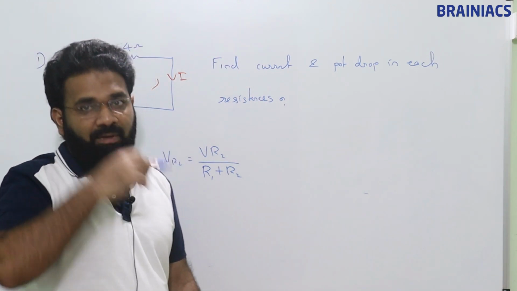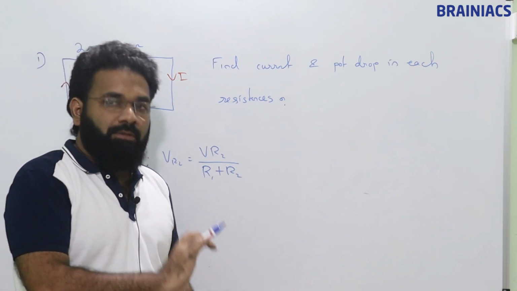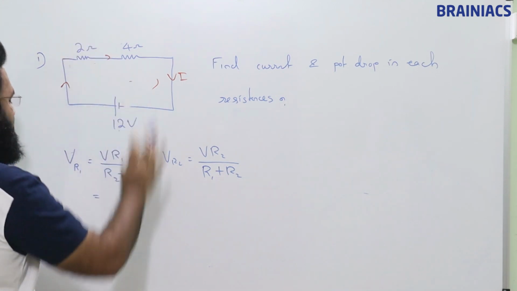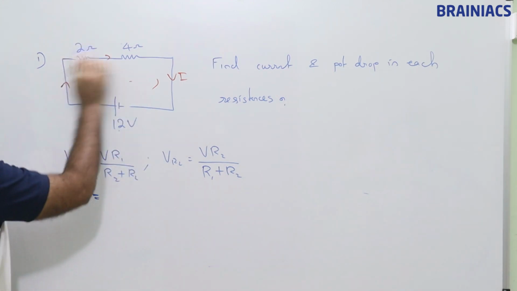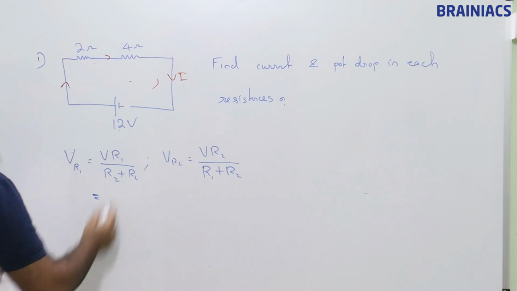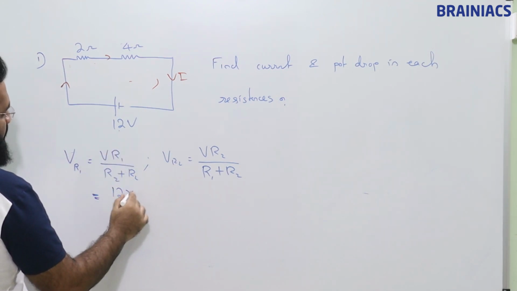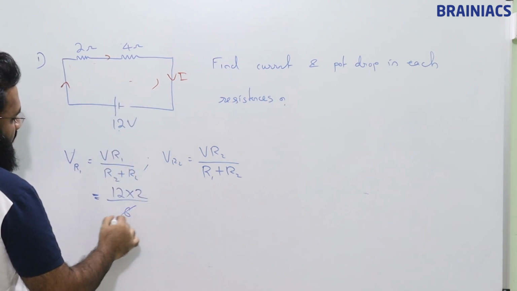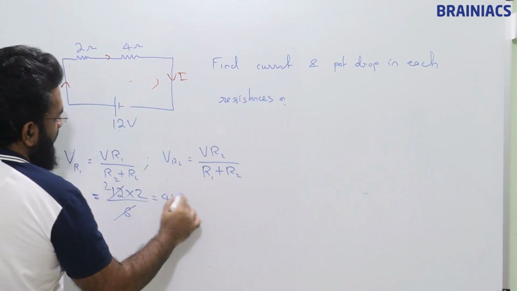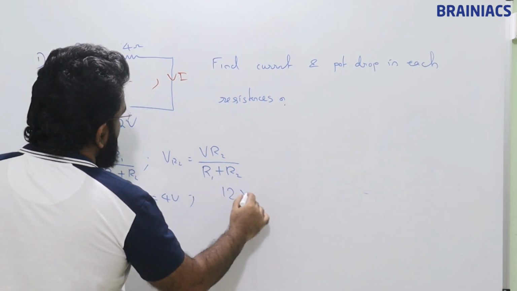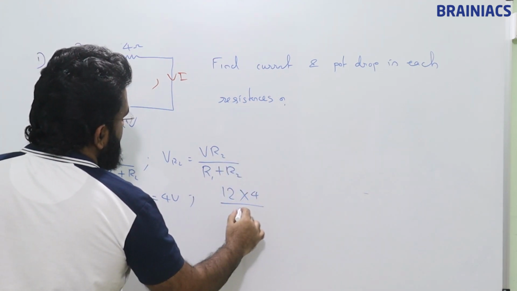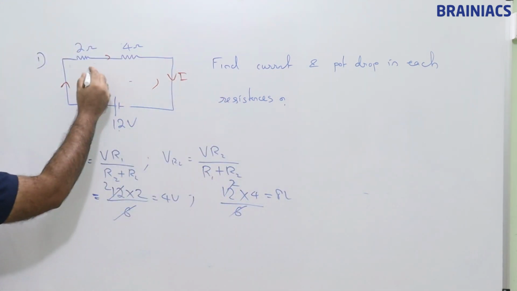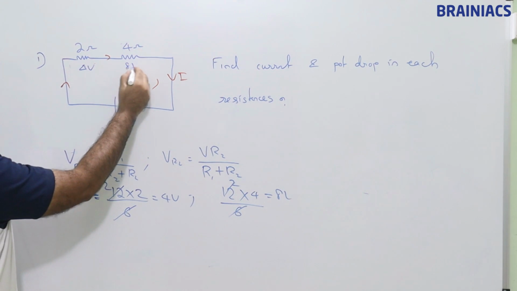If you are starting from the beginning, if I go slow, you will understand. Otherwise, don't write all this, just smash the formulas and get the answer. Write the things fast and go to the options. So 12 into R1, which is 2, divided by 4 plus 2, which is 6. So this is going to be 4 volt. This one, 12 into 4 divided by 4 plus 2, which is 6. This is going to be 8 volt. So this is 4 volt and this is 8 volt.